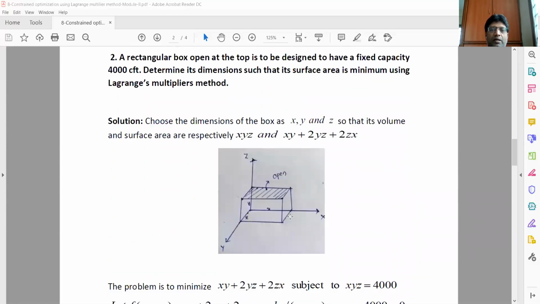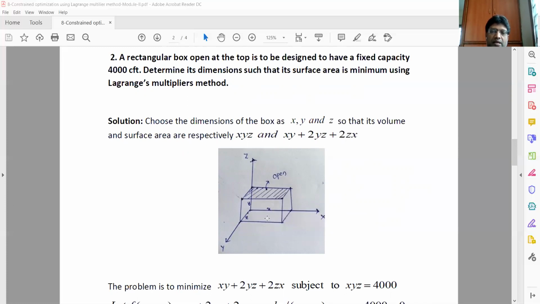Next, a rectangular box open at the top is to be designed to have a fixed capacity of 4000 cubic feet. Determine its dimensions such that its surface area is minimum using Lagrange's multipliers method. The question is very simple. It's a rectangular box open at the top and it must hold 4000 cubic feet of fixed capacity in such a way that its surface area must be minimum.